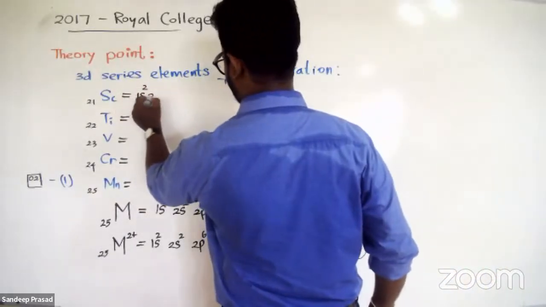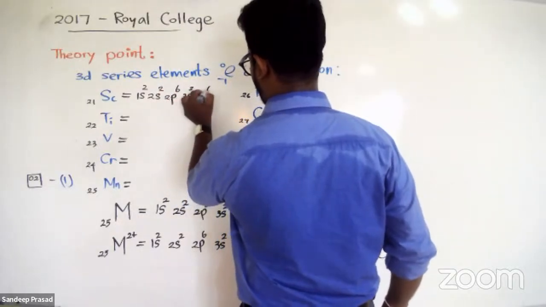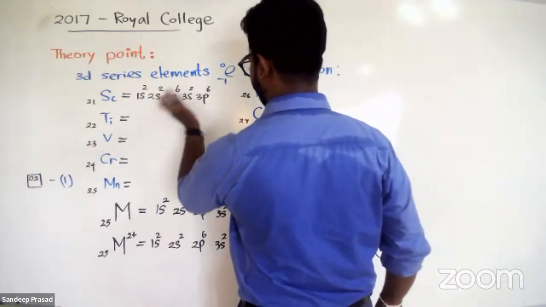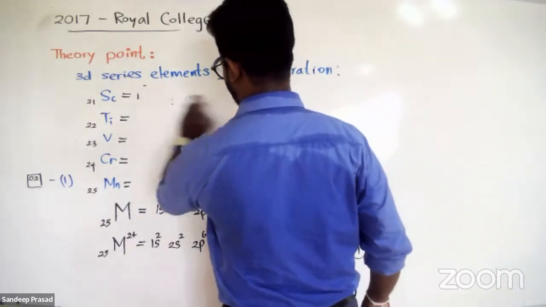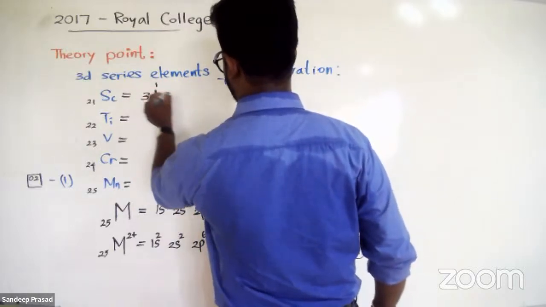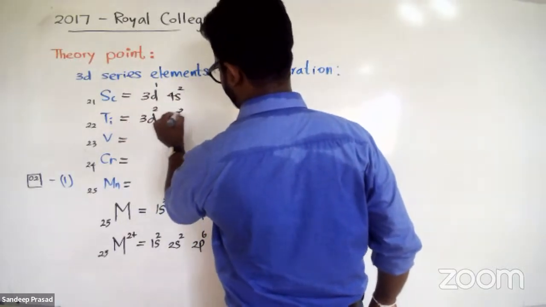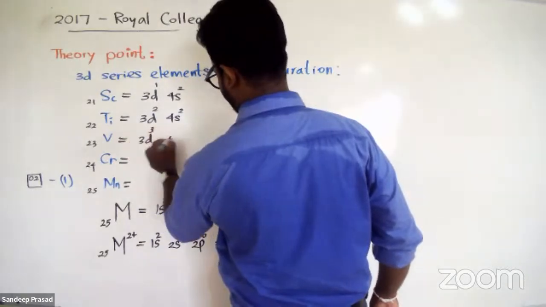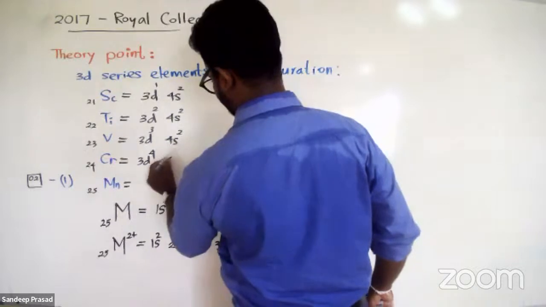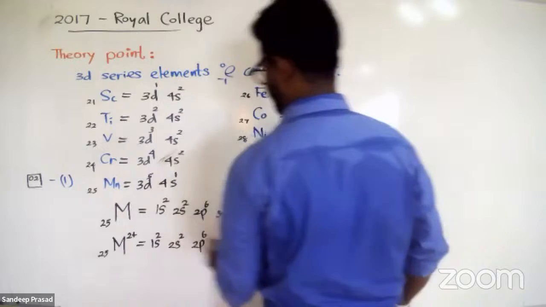Scandium 1s2, 2s2, 2p6, 3s2, 3p6. So no need to write down these things. We can just write down the valence configuration. Scandium 3d1, 4s2. Titanium 3d2, 4s2. Vanadium 3d3, 4s2. Chromium 3d4, 4s2. And then manganese 3d5, 4s1.